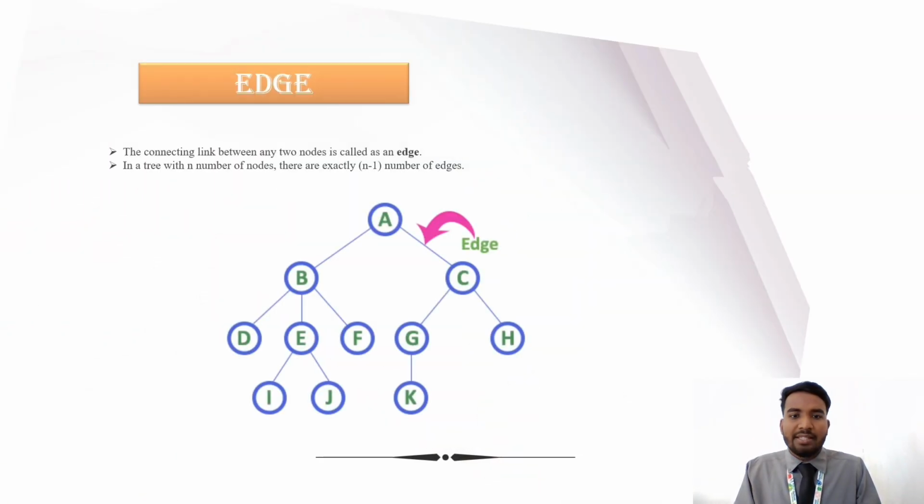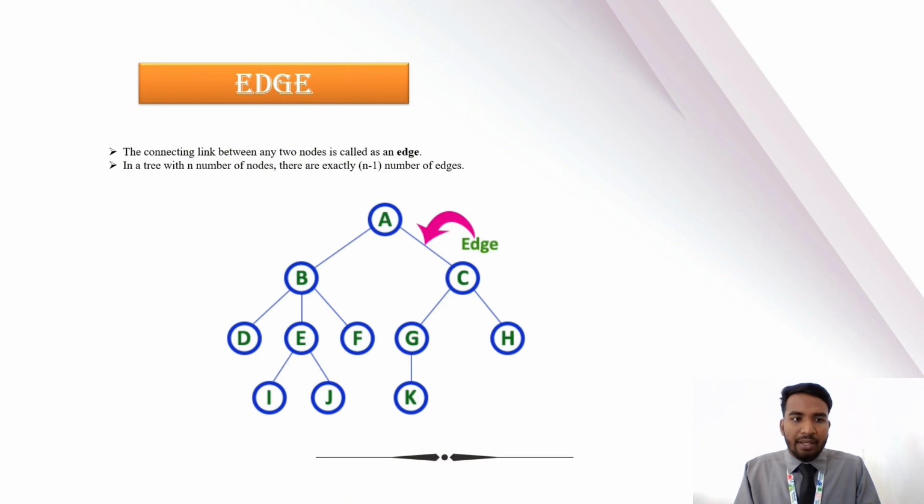And the next one is the edges. The connecting link between any two nodes is called an edge. Here we can see that the nodes A and C are connected by this line, and this line is known as an edge. And remember that the number of edges is always the number of nodes minus 1.